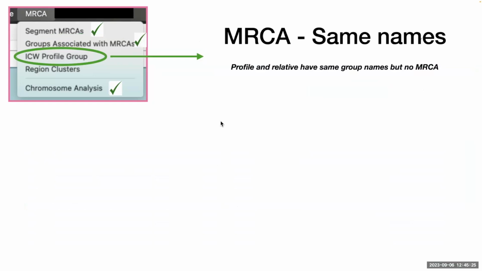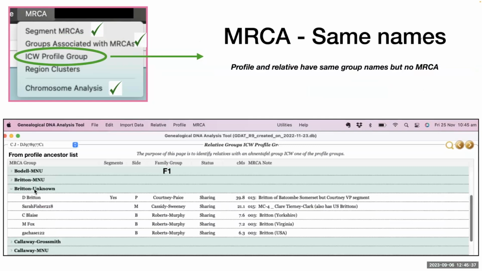ICW with a profile group. This is similar but different, showing profiles and relatives where you have the same group names but no MRCA. So I find a lot of these are the ancestors where I've got Britain unknown or maiden name unknown for some of these groups. But it's interesting.